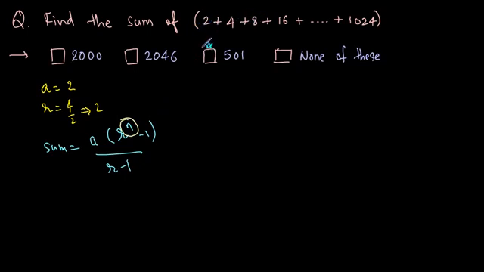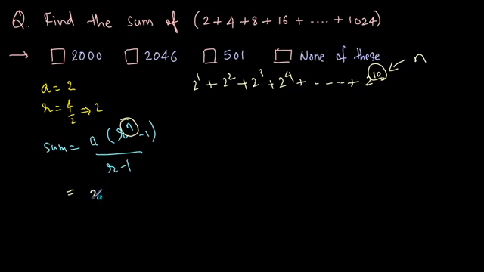If you look at the series carefully, you'll find out that it is a series of powers of 2. So the first one is 2 raised to 1, the second one is 2 raised to 2, that is 4, the third one is 2 raised to 3, that is 8, then 2 raised to 4, and so on till you get 2 raised to 10. 1024 is the 10th power of 2. So now you can easily get what is n, the total number of terms in this series: 1, 2, 3, 4 till 2 raised to 10.